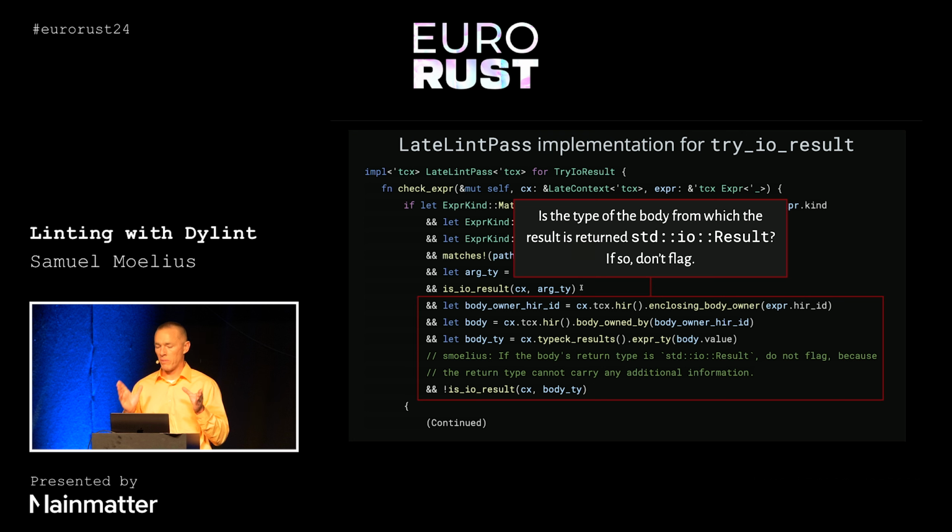And these last 4 lines do the following. They determine the body from which the expr is being returned, and they determine the type of that body and ask, is the type of the body std::io::Result? If it is, don't flag. Proceed only if it is not std::io::Result. So this is that 3rd case I was mentioning in the example file we were looking at earlier. Again, we're assuming that if the body is returning a std::io::Result, the programmer knows what he or she is doing, and we're not going to flag.